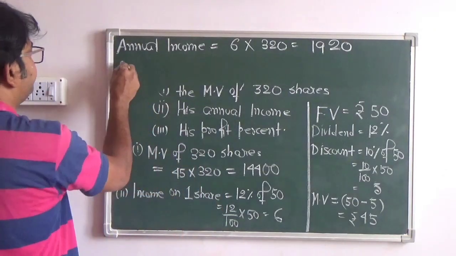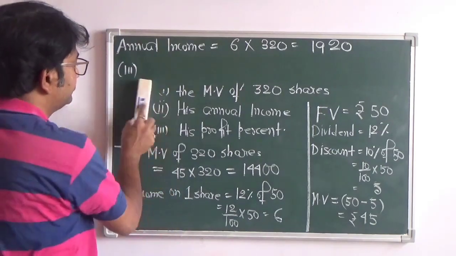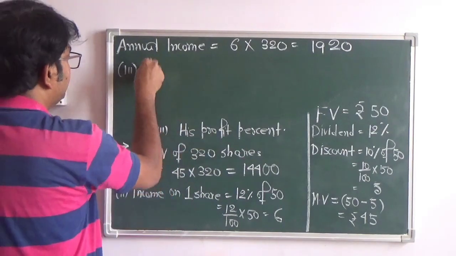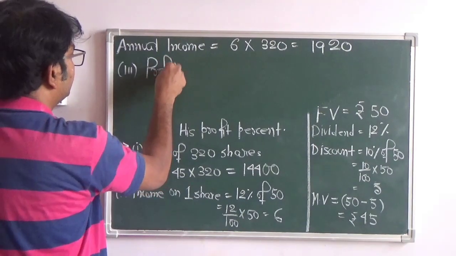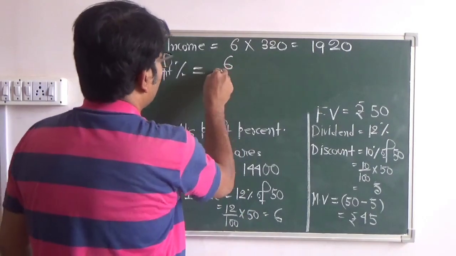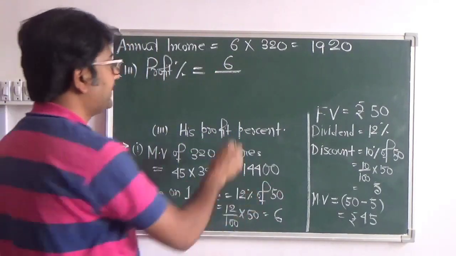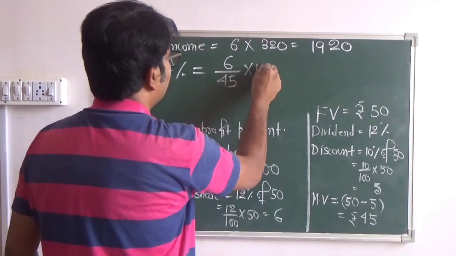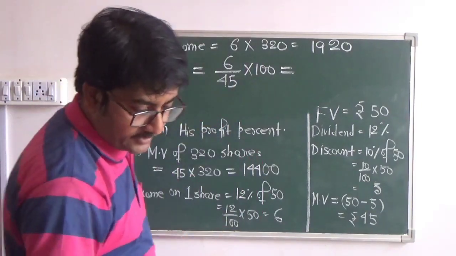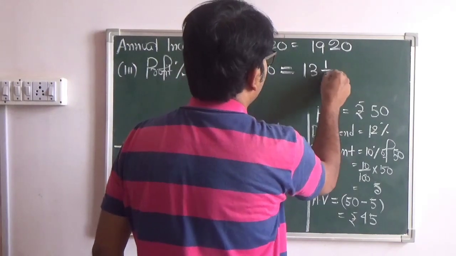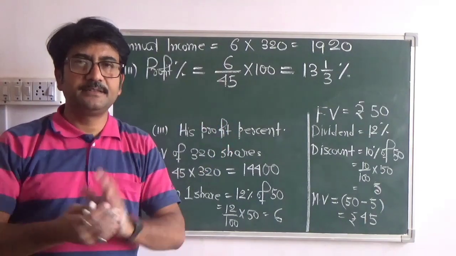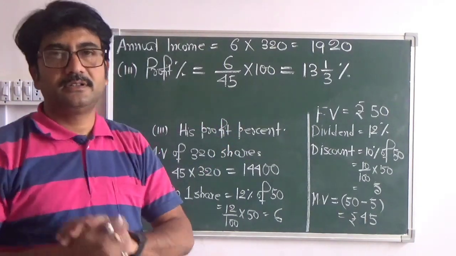So number 3, profit percent. That is income on 1 year. What is income on 1 year? Rupees 6. What is the market value? Market value is rupees 45, into 100. So this profit percent comes to 13 1/3%. So this is your profit percent. So it is very similar to the previous question. Now we move on to the next question.